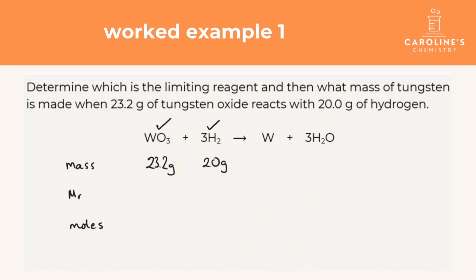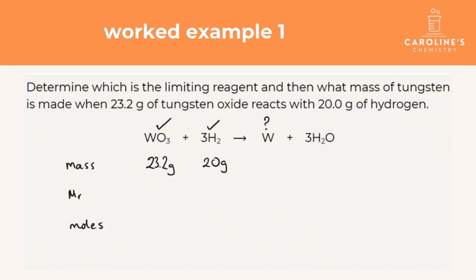This is immediately how you spot a limiting reagent calculation. If they don't tell you, you will have 2 ticks. A normal reacting mass calculation will only have 1. The question is also asking us what mass of tungsten is made. Tungsten is W. You can always check that on the periodic table if you're not sure. Because the question is asking about that, that is our question mark.